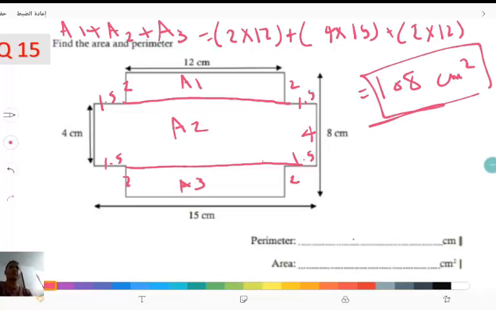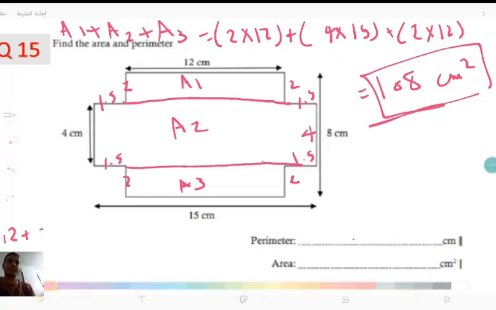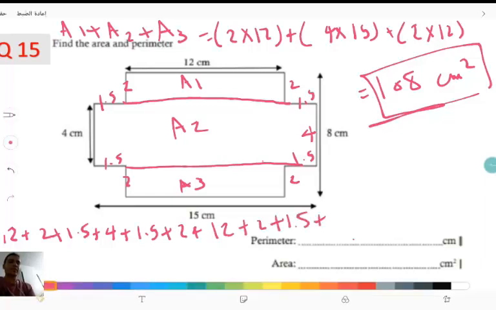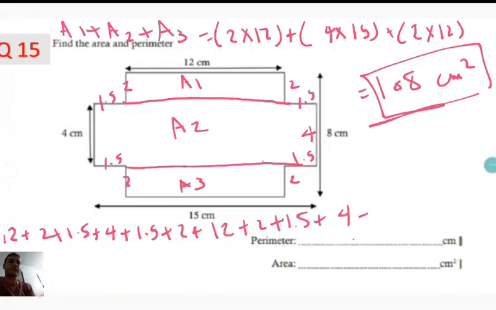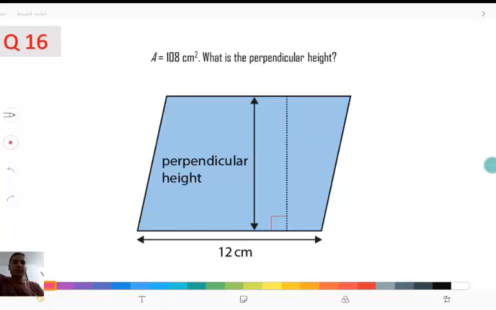As for the perimeter, we should add all the sides together, which is 12 plus 2 plus 1.5 plus 4 plus 1.5 plus 2 plus 12 plus 2 plus 1.5 plus 4 plus 1.5 plus 2, which is 46 centimeters. The area is 108 centimeters squared.